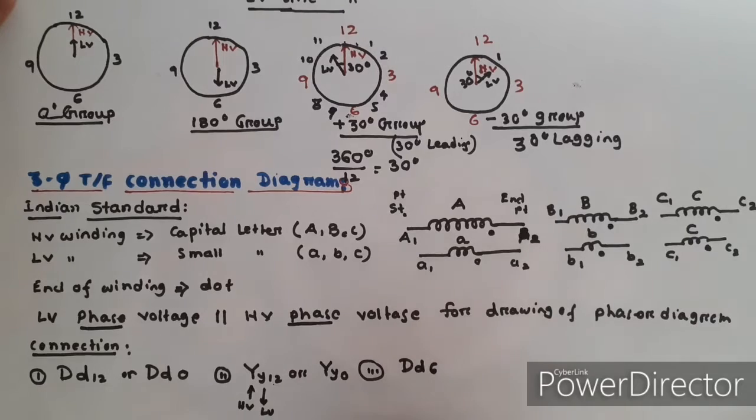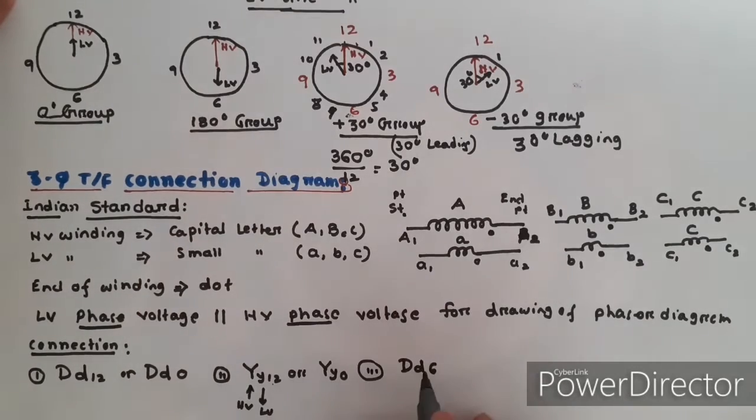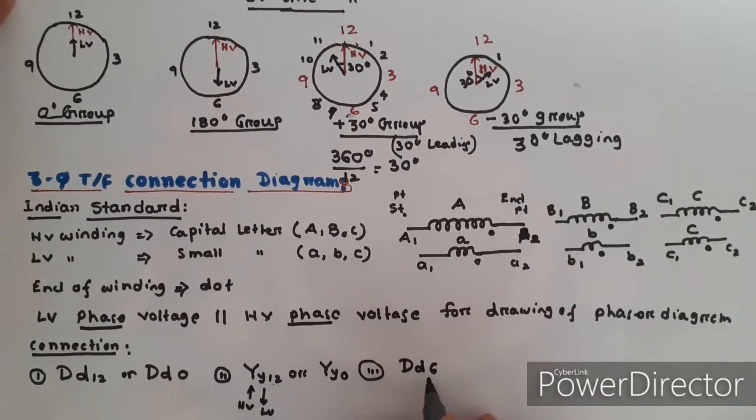DD6. DD6 means HV is delta connected, LV delta connected and 180 degree phase group. That means phase displacement is 180 degree. Number 4, DY6.